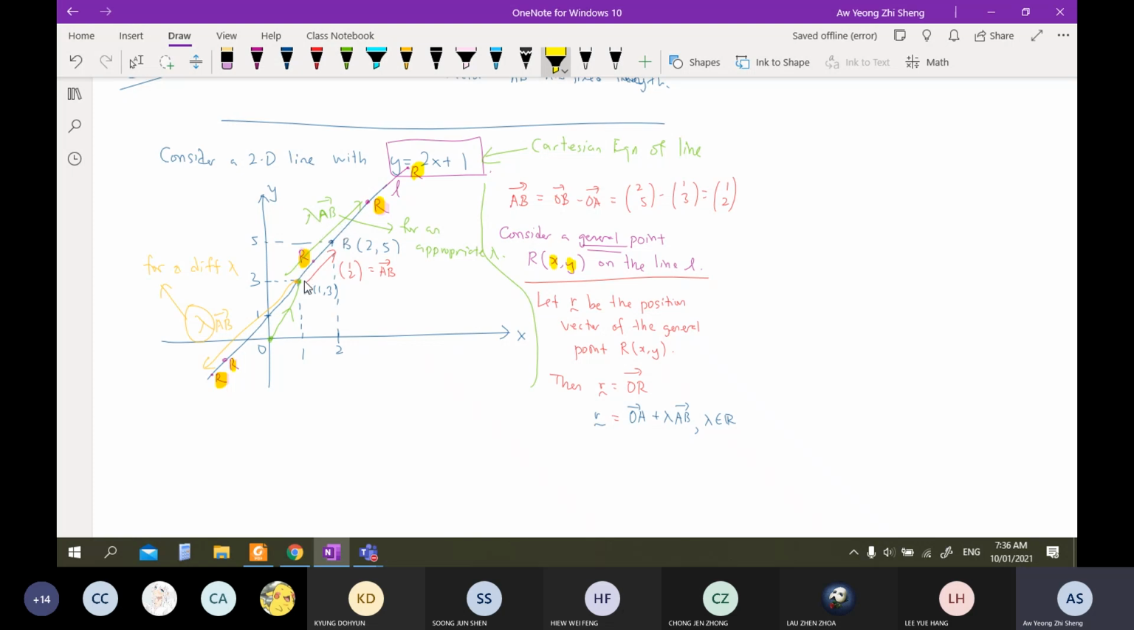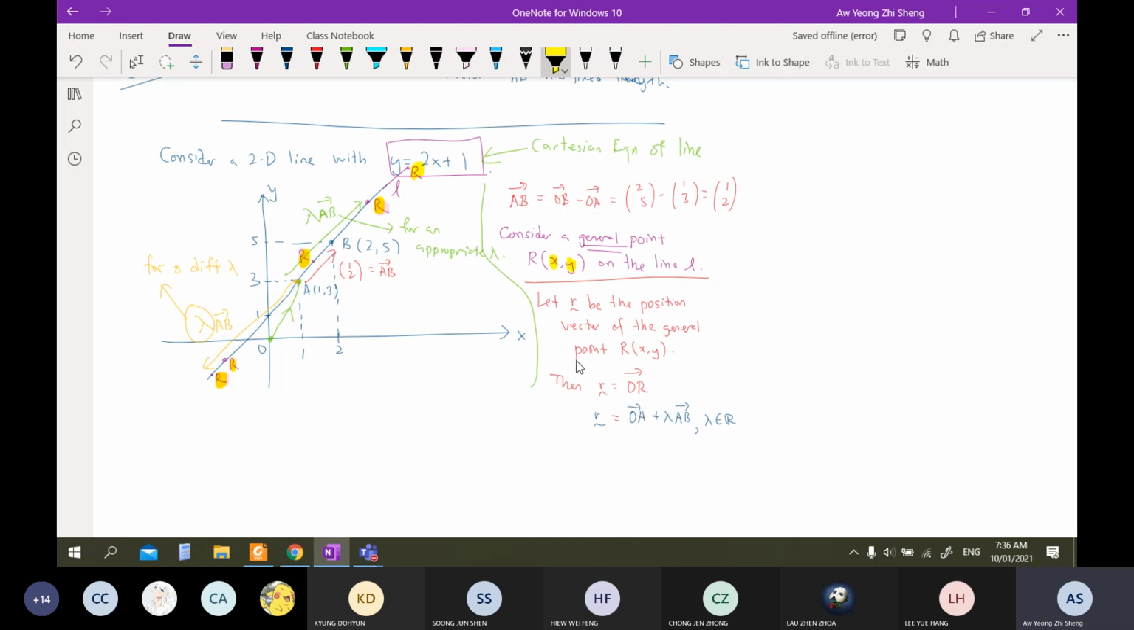If the point R is located on the bottom left of A, then to direct me from A to R, I will require a negative scalar multiple of AB. Because I will then need to reverse the direction of AB and at the same time shorten or lengthen it. So I will need a negative number for my lambda.